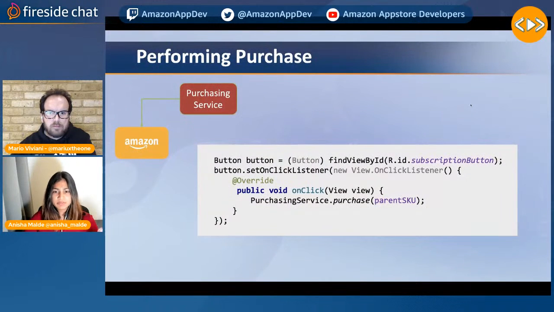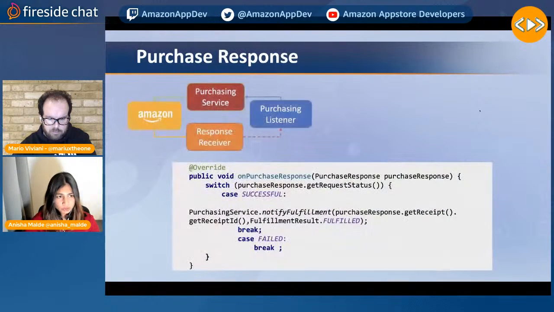And so the final step is the main one, which is how do we make a purchase? So this is a little snippet from my demo app, which we just saw. And this is the code for that button. So if we were to click that button, it would trigger the purchasing service purchase method with the parent SKU as a parameter. And this will run and initialize a purchase. So once the purchase is initialized, this will trigger the onPurchaseResponse method, which will provide the status of a purchase initialized within the application.